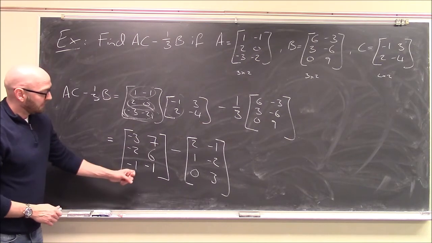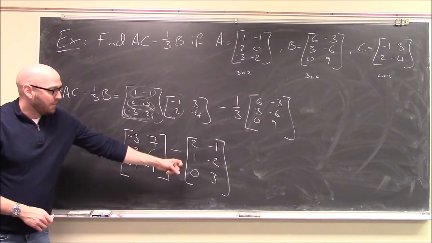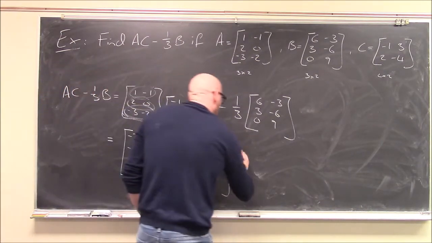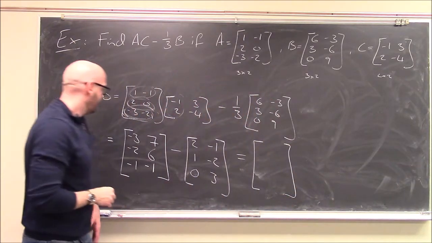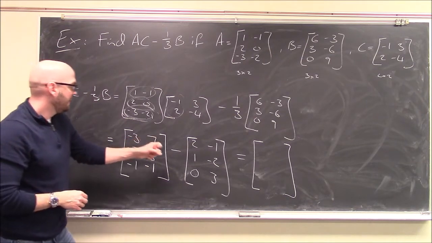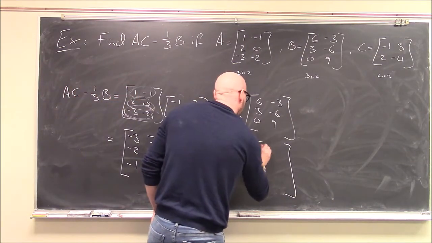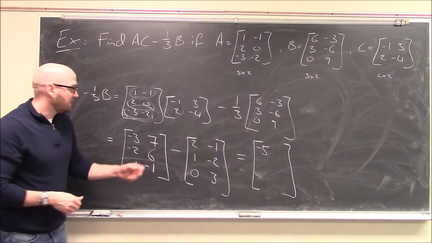So this is well defined. This is 3 by 2 minus 3 by 2. Now we can just carry out the subtraction. And what do we have? Minus 3 minus 2 is minus 5. Remember to subtract the corresponding entries.